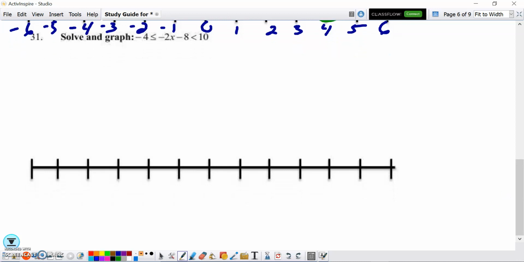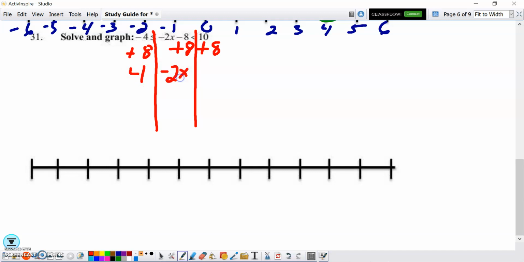All right, number 31. I believe that's the last one for the, nope, we got several more for this section, so let's keep going. All right, so number 31. I'm going to draw my line down the inequality. I'm going to add 8. All right, so on the left side, we have 4. In the middle, we still have negative 2x, and on the right, we have 18. All right, I'm going to divide by negative 2.